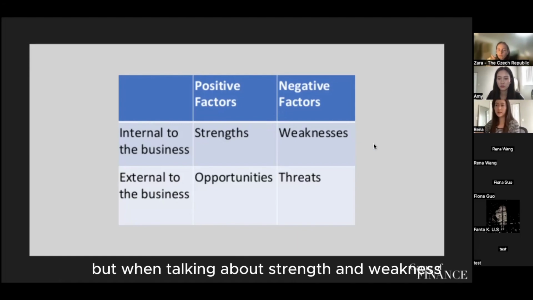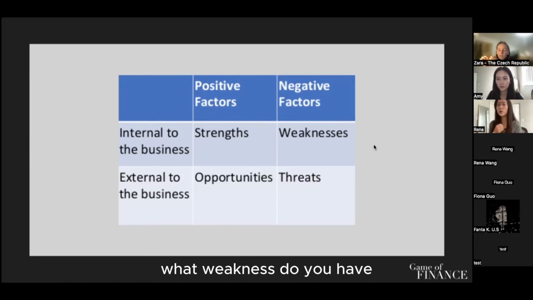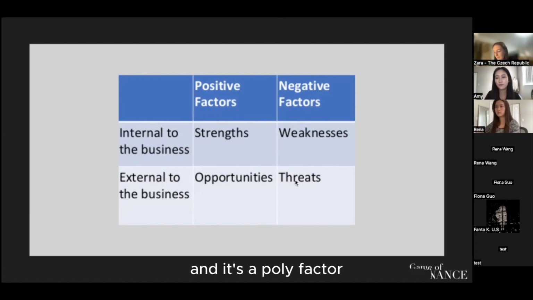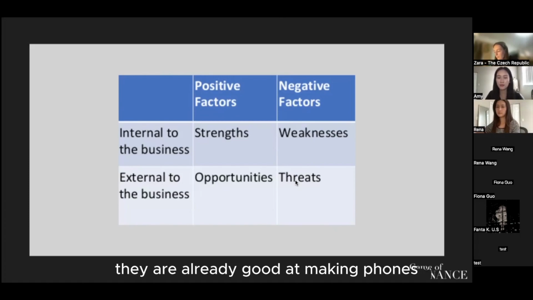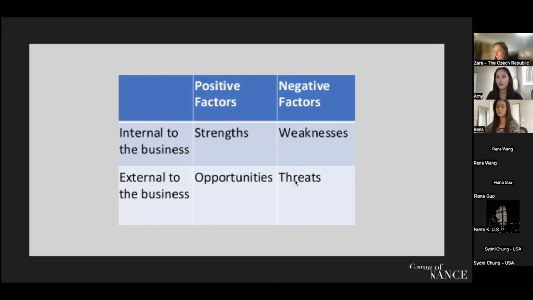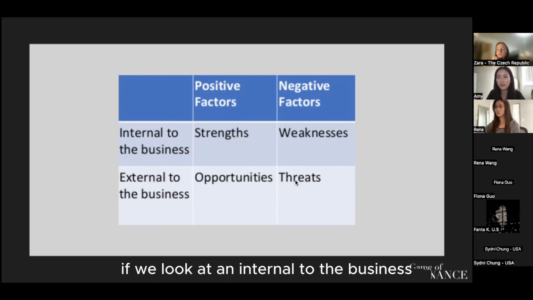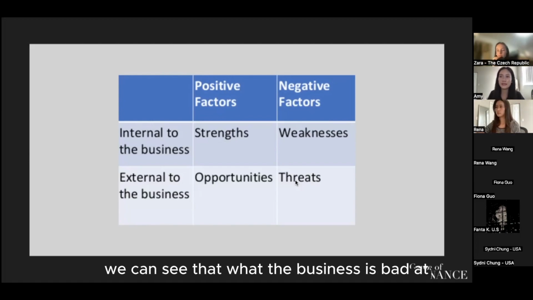But when talking about strength and weakness, what strengths do you have? What weaknesses do you have? So that's internal versus external. And then obviously these will be positive and these will be negative. So strength, they are internal to the business and it's a positive factor. It is what the business is good at that may help them. So see Apple, they are already good at making phones. That is their strength. And then for weaknesses, if we look at what is internal to the business, we can see what the business is bad at.